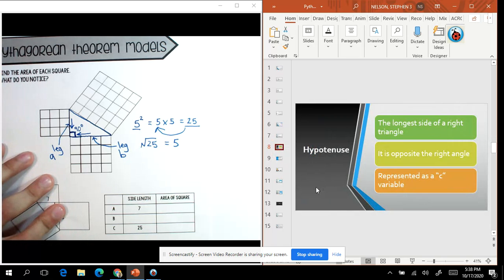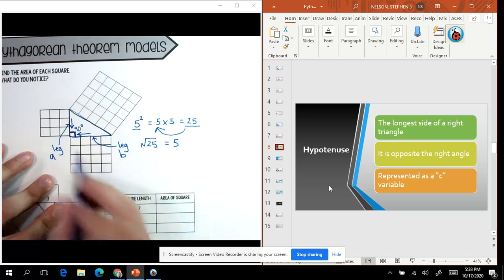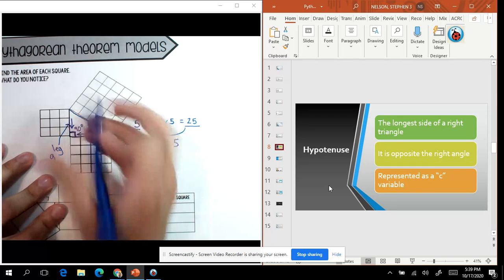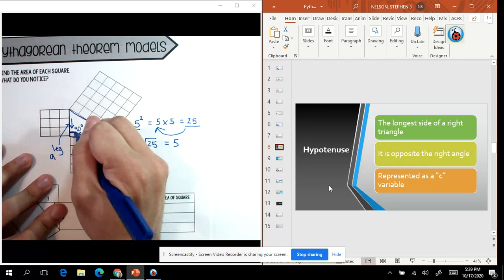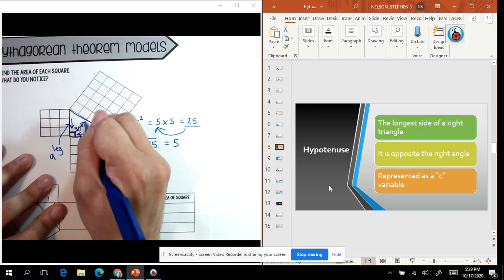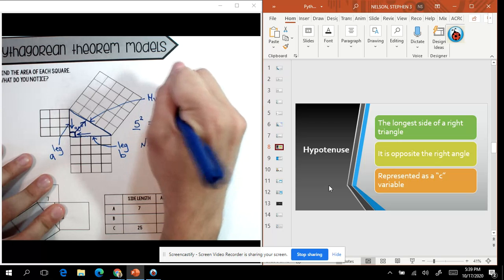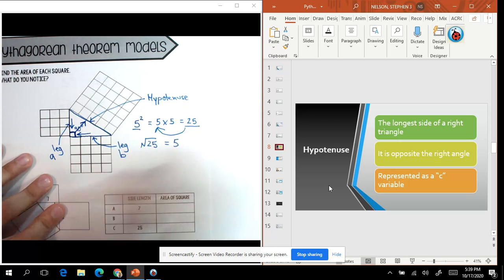All right, the hypotenuse. The hypotenuse is the longest side of a right triangle. It is opposite the right angle. So just like the legs are to the side of the 90-degree angle, the hypotenuse is on the opposite side. So you would find the right angle, draw an arrow to the opposite side, and that is what your hypotenuse would be. And the hypotenuse is represented as a C variable. So this would be the C variable.